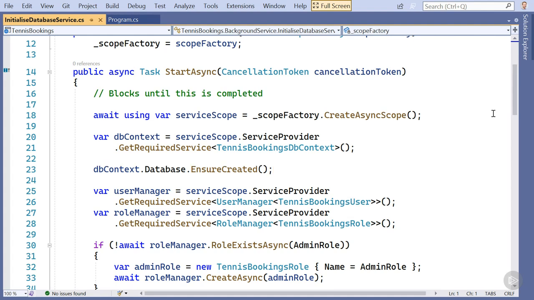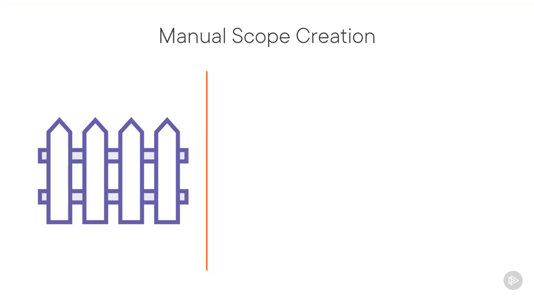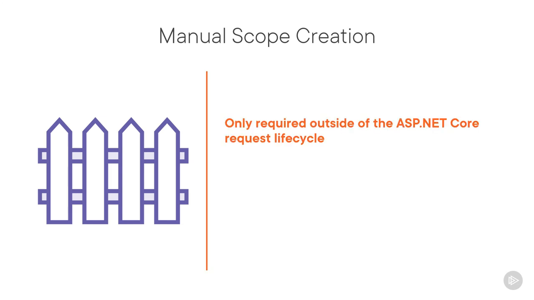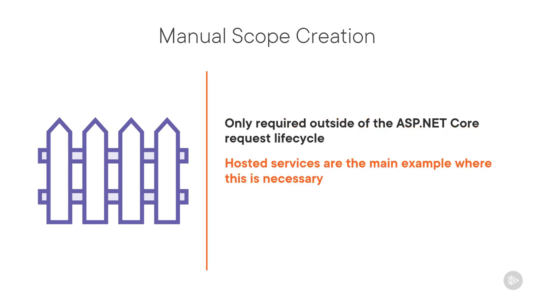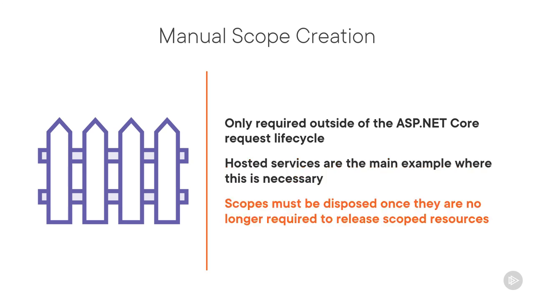The startup logic here ensures that the database is created before seeding user data if none already exists. Creating scopes in this way is generally only required when we need the dependencies outside of the ASP.NET Core request lifecycle. Hosted services are the main example of where we may need to manually create scopes. Manual creation and, crucially, disposal of the scope inside this hosted service allows us to access the scoped services correctly without capturing them into a longer lifetime than intended.